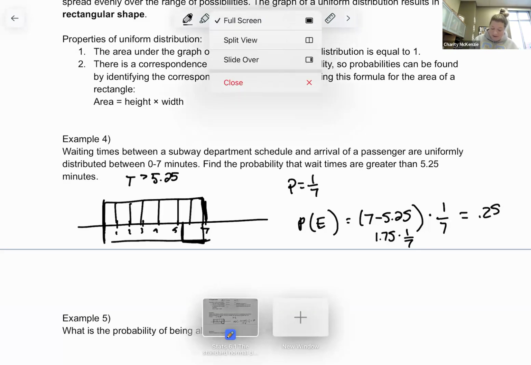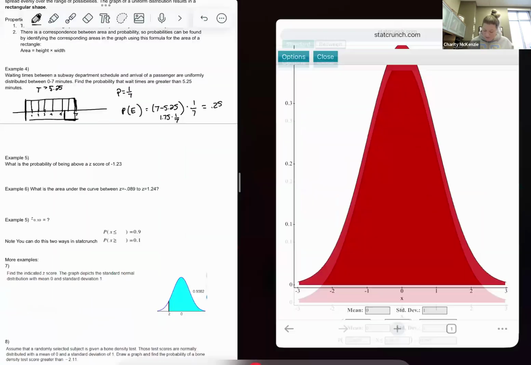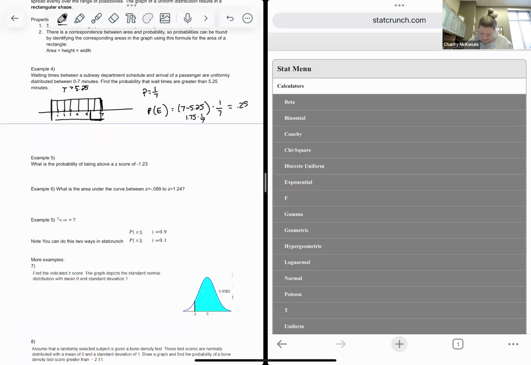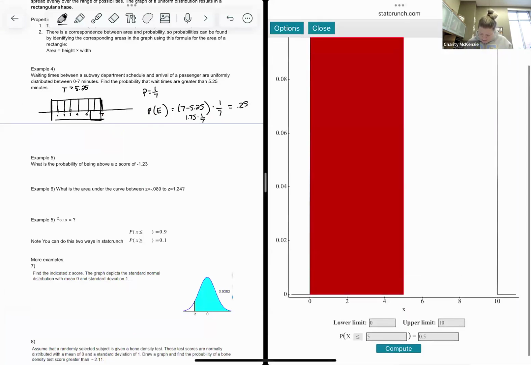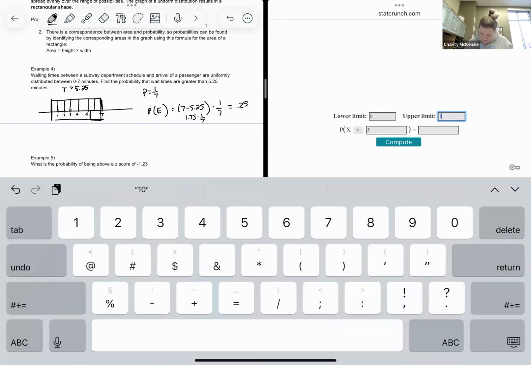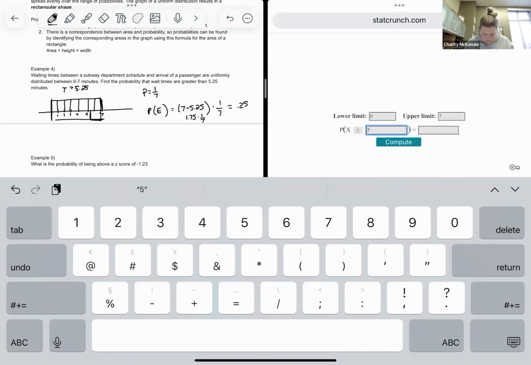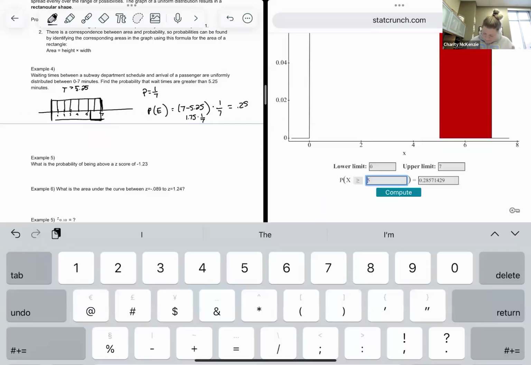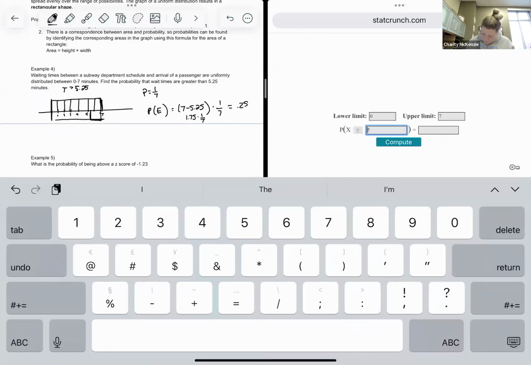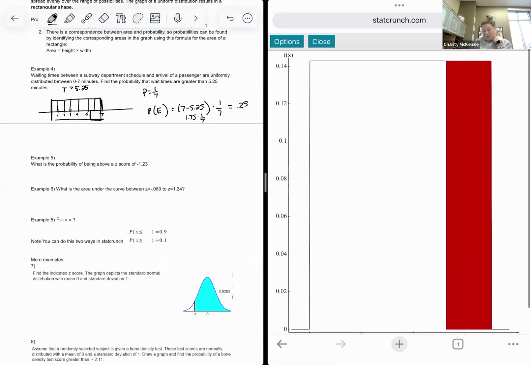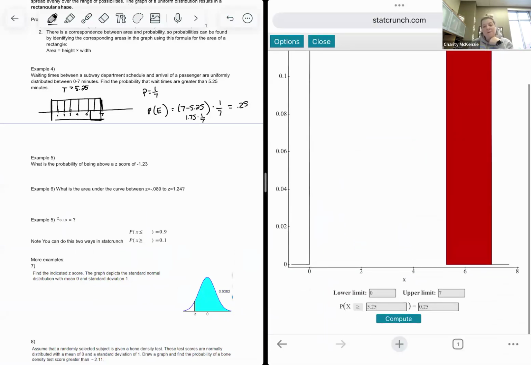StatCrunch actually has an area for this, but I have never used it. So, what better time than live on a video? So in the stat calculators, it does say it has a uniform. Sweet. So let's do 0 to 7. Okay. And then we want greater than, right? So we want greater than 5.25. Compute. Ta-da. It does do it. There you go. You could do it in StatCrunch for uniform as well.